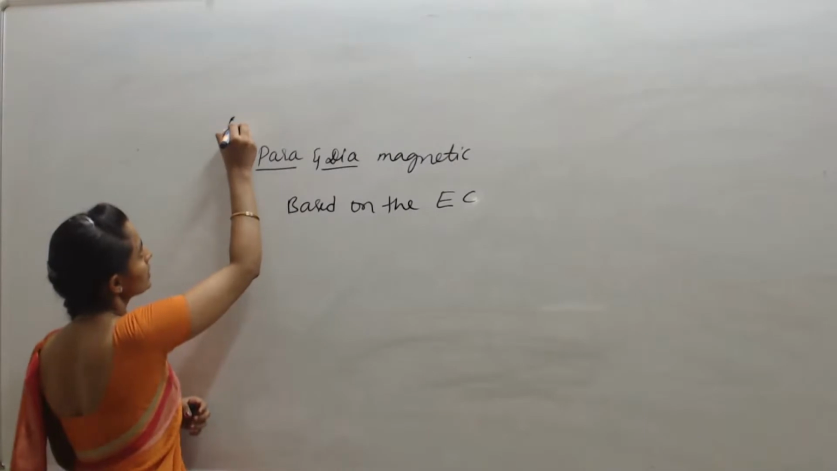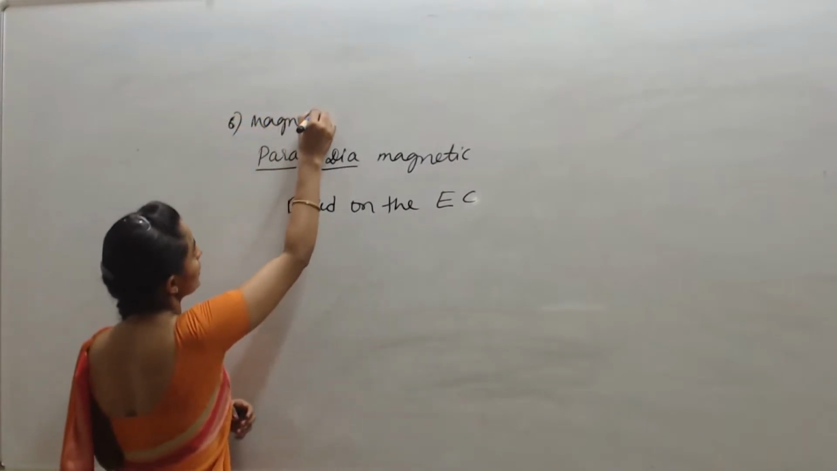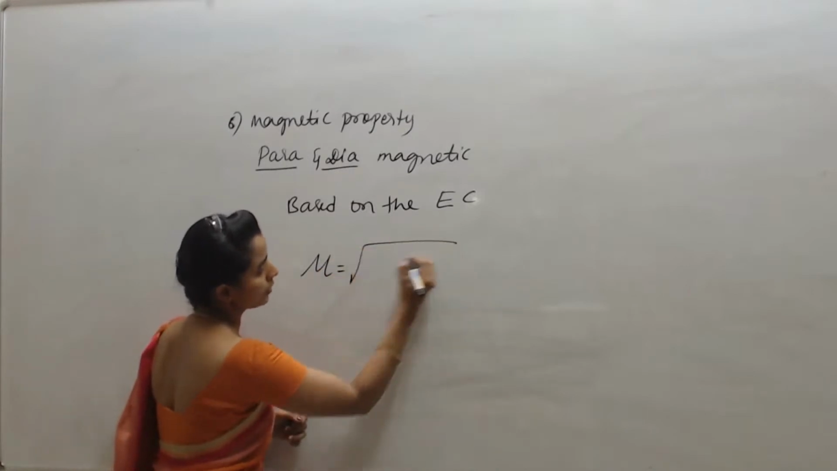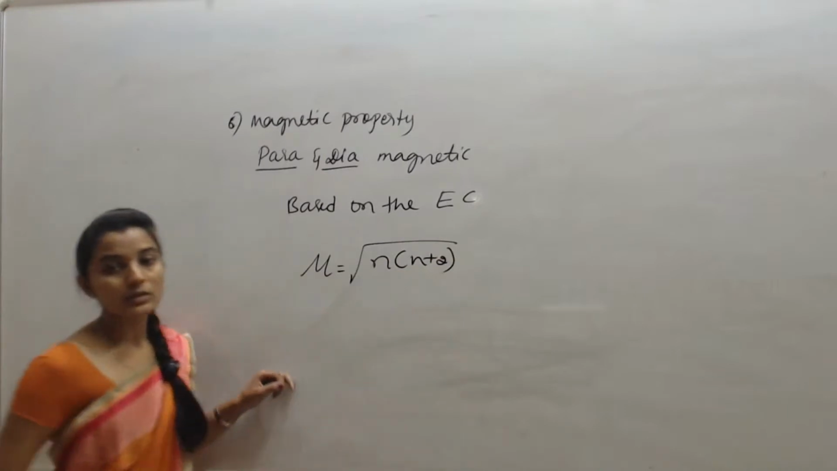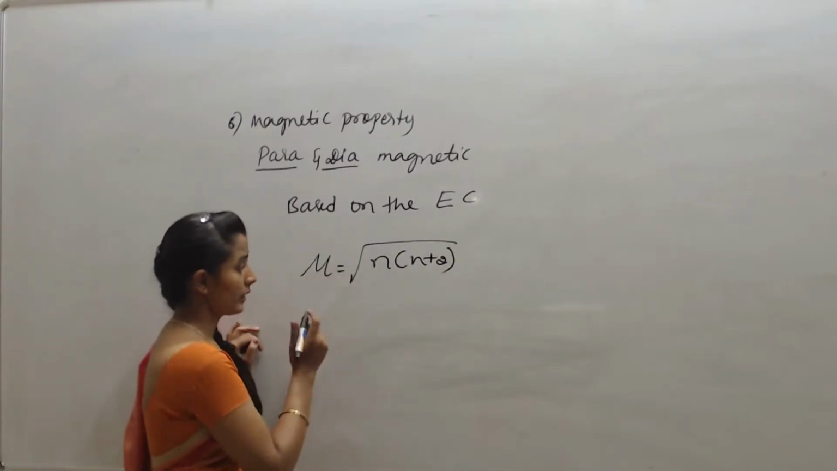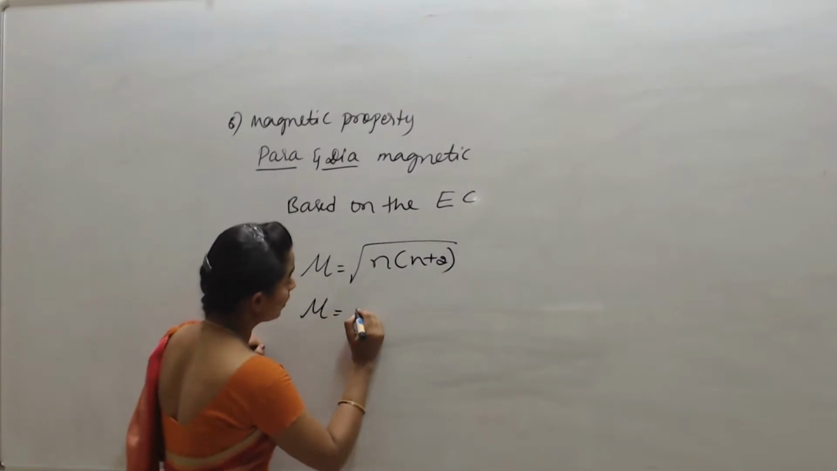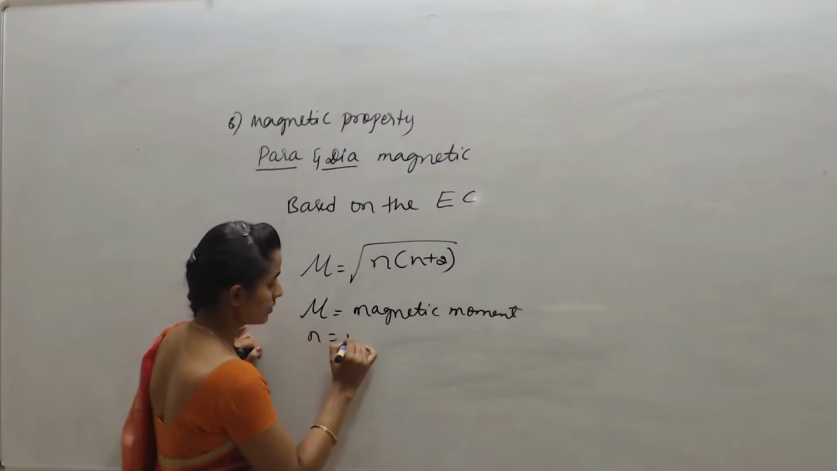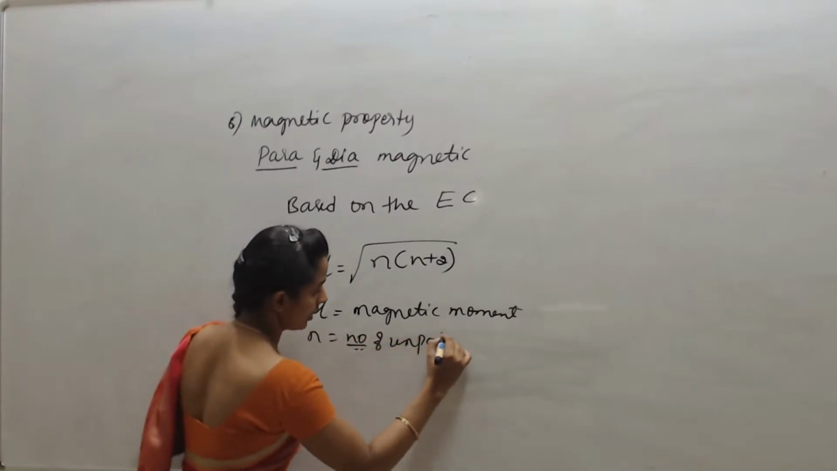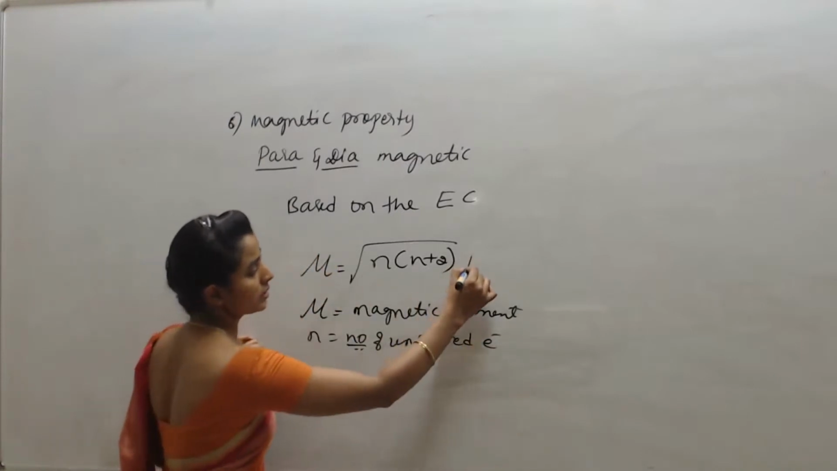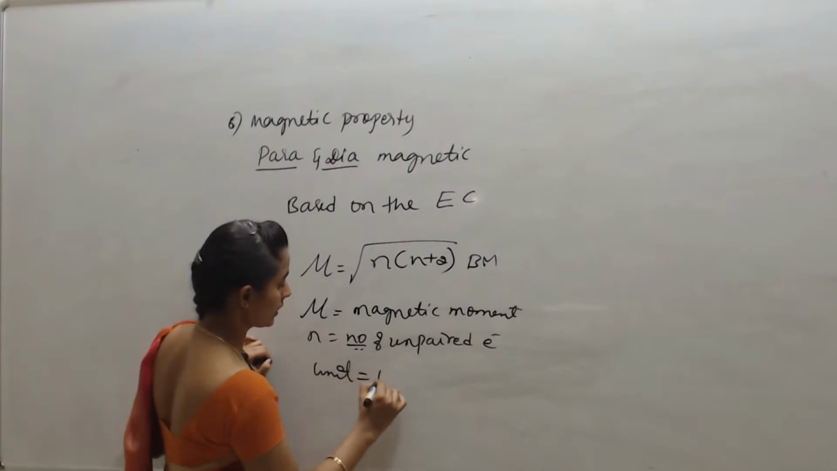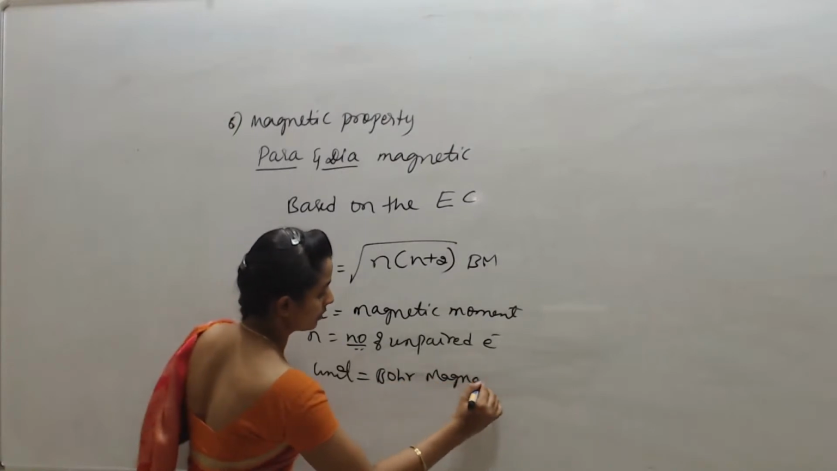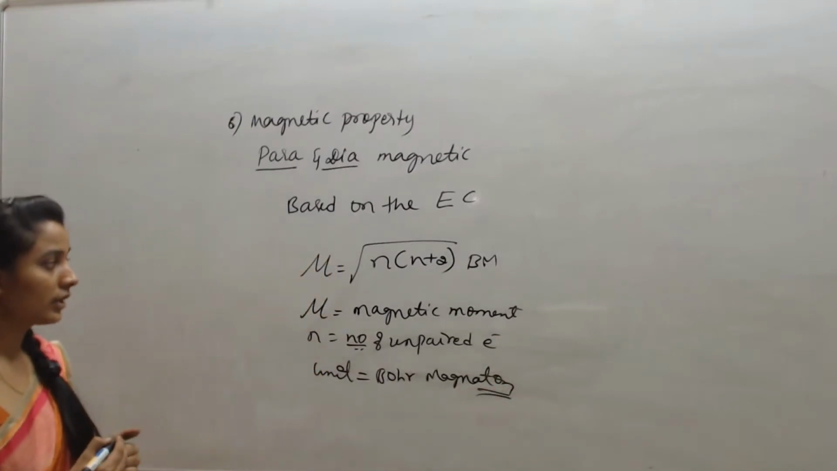How can we calculate, students? This is another property, the sixth property, the magnetic property. Here, you know mu is equal to the square root of n into n plus 2. This is the formula to calculate the magnetic moment. So mu is the magnetic moment, and n is the number of unpaired electrons. This is represented in the unit Bohr magneton. This is the formula to calculate the magnetic moment.